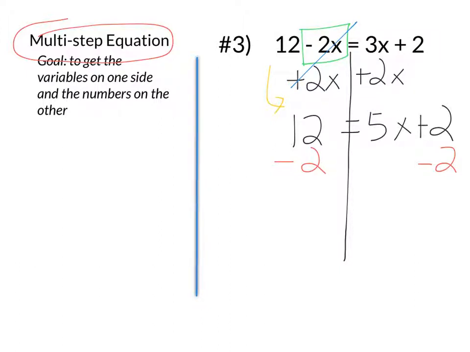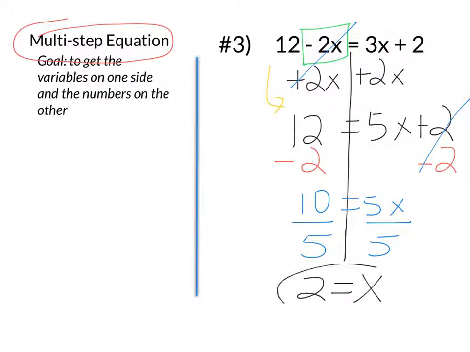Plus 2 and negative 2 cancel out each other, and I'm simply left with 5x equals 10. The second part of my equation is to divide by the coefficient, which here is 5, and I get x by itself, which equals 2.